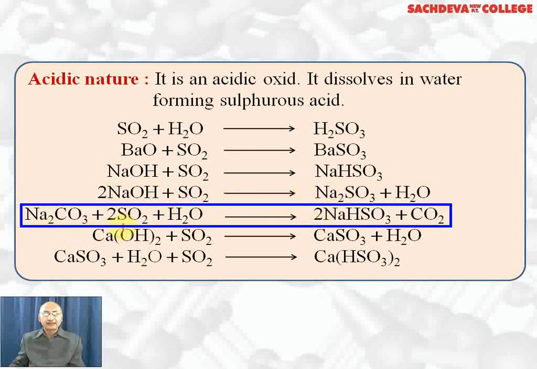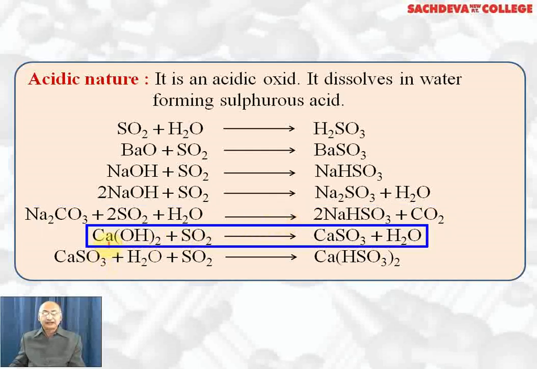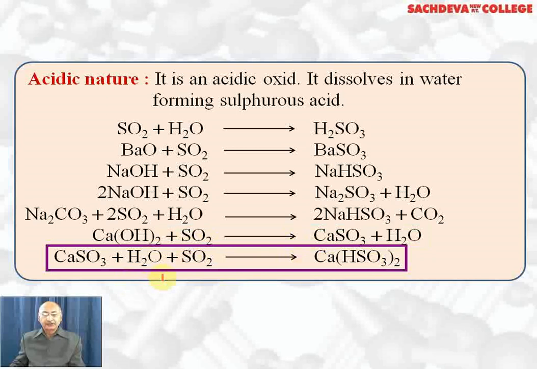Sodium carbonate, when it reacts with sulfur dioxide plus water, gives sodium hydrogen sulfite, and carbon dioxide gas is evolved. Sulfur dioxide, like carbon dioxide, turns lime water milky. Why does it turn lime water milky? Because calcium hydroxide, which is lime water, reacts with sulfur dioxide to form a white precipitate of calcium sulfite, plus water. If excess sulfur dioxide is passed, this milkiness disappears due to the formation of calcium hydrogen sulfite, which is soluble in water. So this reaction is similar to carbon dioxide.